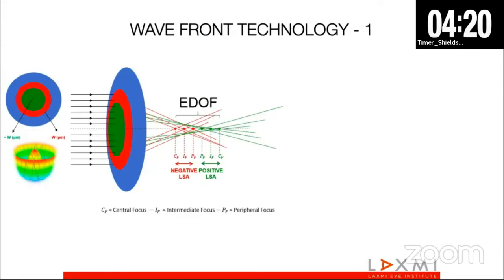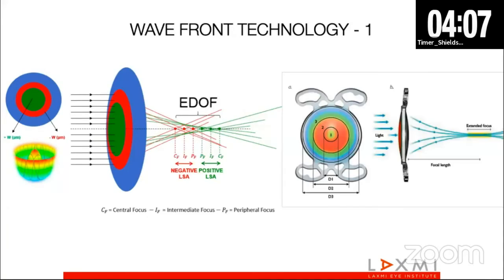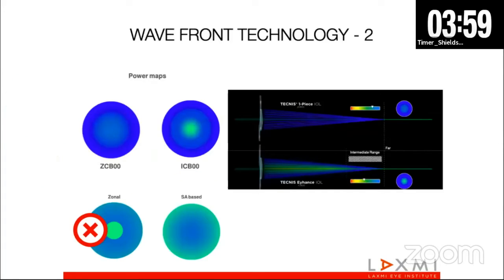Then comes the wavefront technology. Here, there is a positive spherical aberration which is induced in the center, surrounded by a negative spherical aberration in the mid-periphery, followed by a peripheral aspheric zone. This gives a good intermediate vision and hence is used in EDOF lenses like Mini Well lenses. The other wavefront technology is a smooth transition of power from periphery to the center, which is used in Tecnis Eyhance lenses.